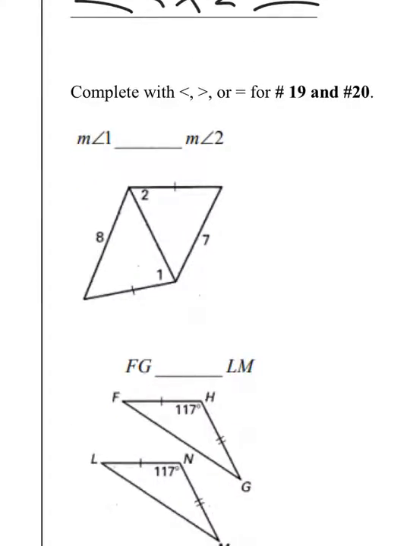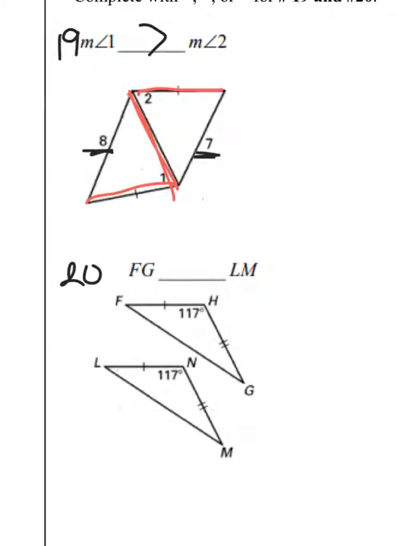And then it says complete with less than, greater than, or equal to for 19 and 20, which the numbers didn't seem to come along for the ride. But that's 19, that's 20. On this first picture, is angle 1 less than, greater than, or equal to angle 2? Right. And the reason you know that is 1 is across from 8, 2 is across from 7. Again, this side and this side are the same, as are that side and that side. So angle 1 is across from the bigger side, it'll be larger.